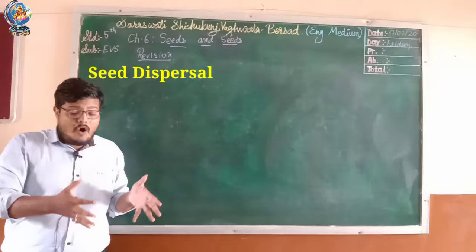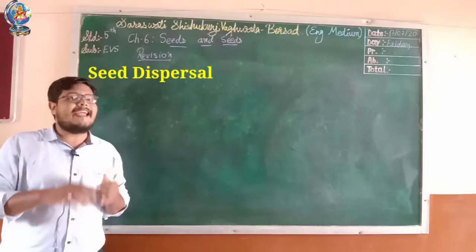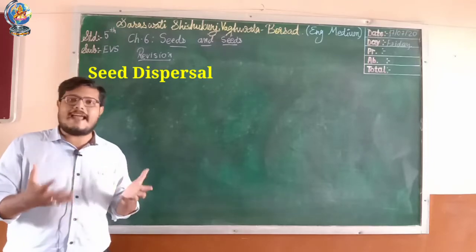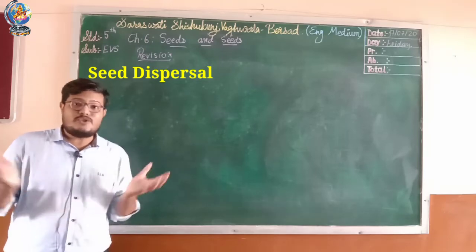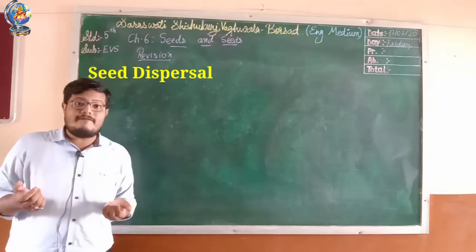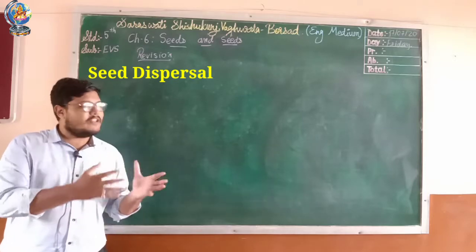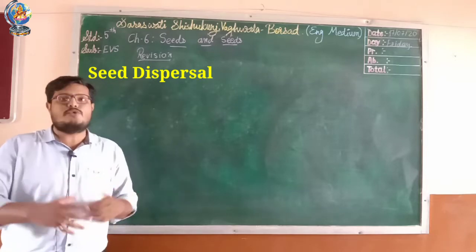Why? If they all fall near the mother plant or parent plant, they will not get enough place to grow, right, enough water and warmth and air to grow, because they are so close to each other, right? If you are sitting so close to each other, you will not be comfortable, right? You will not get proper place to sit. Same thing with the seeds. If they all fall near the mother plant, they will not get enough place to grow, right?